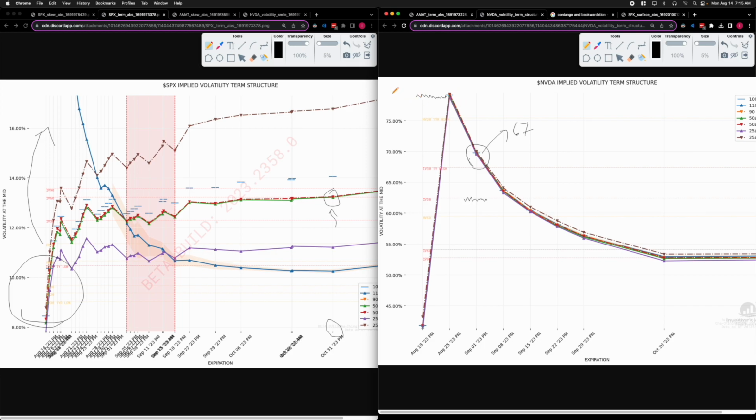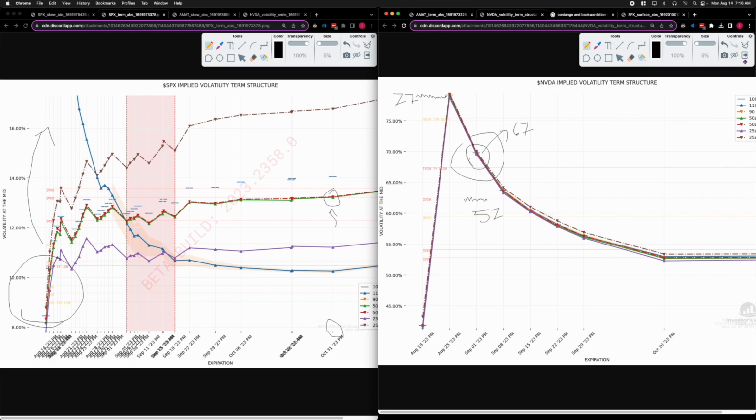Because this guy's up at 70, 77, and this guy is down at, okay, I didn't really draw it there, but let's say it's drawn at 57 or something, right? And this guy's right around the middle. So you can really read the term structure to get a sense for where things are going to go nuts and where they're going to calm down.